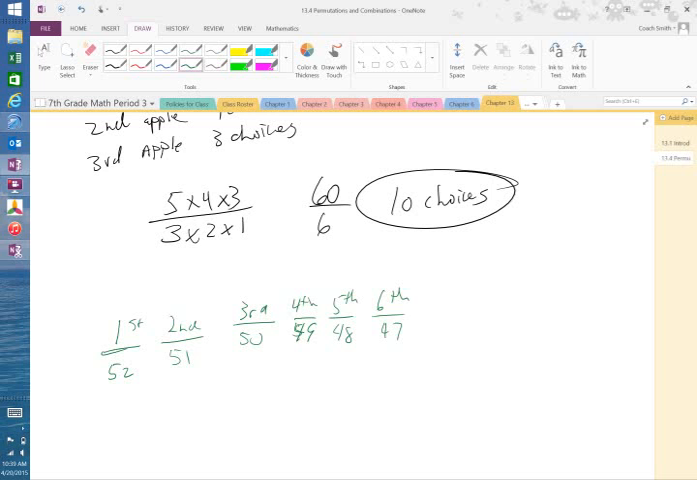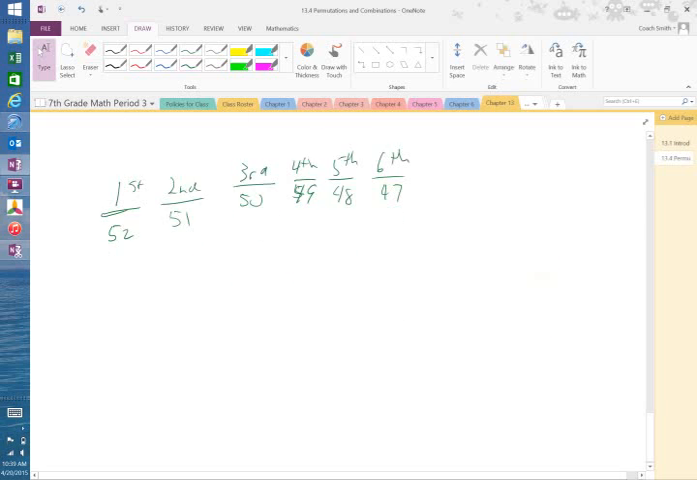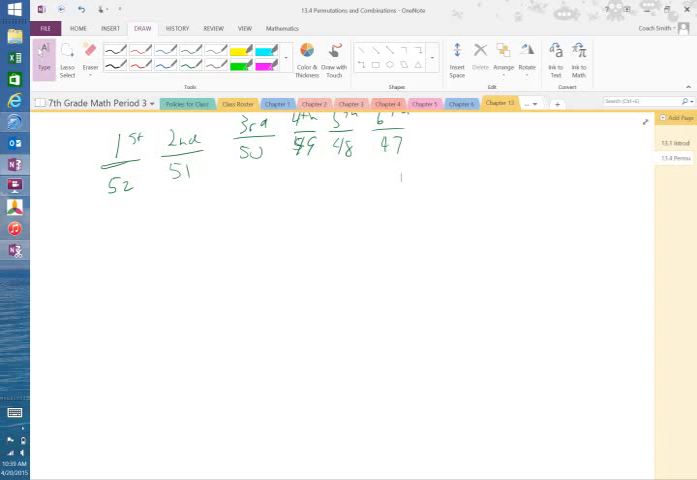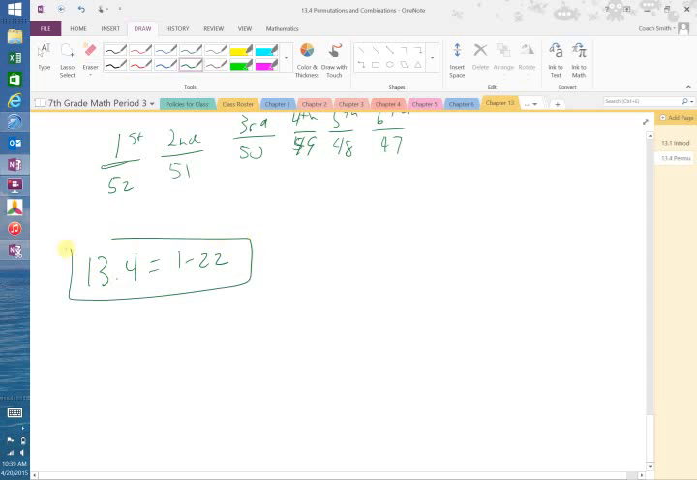So your homework is 13.4, and you're going to do 1 through 22. Still got about 7 minutes left. You can get probably quite a bit of that done if you'll work on it right now.